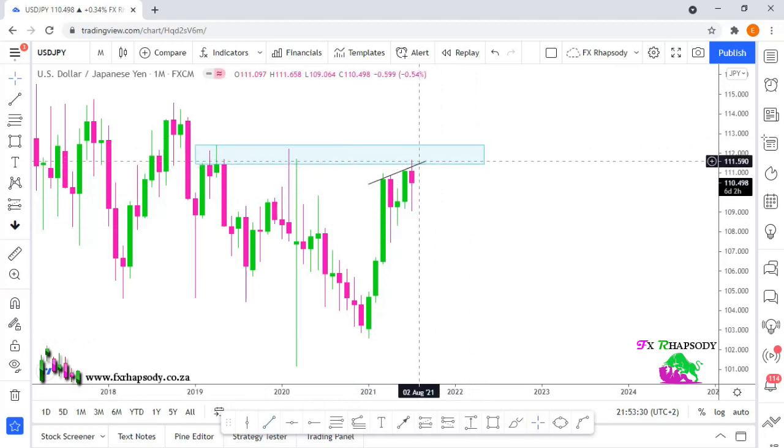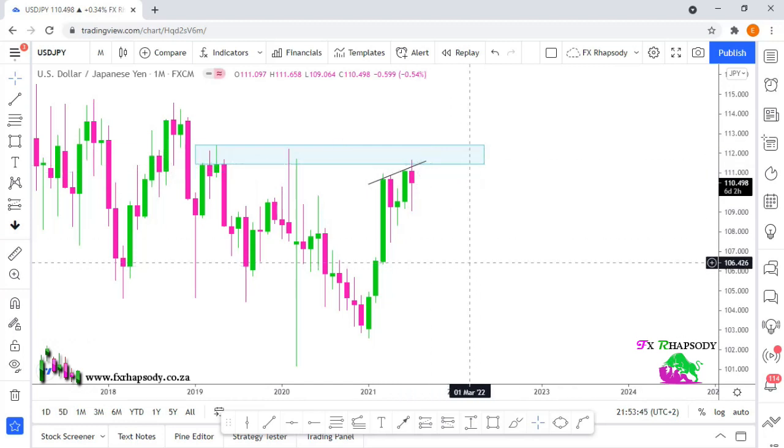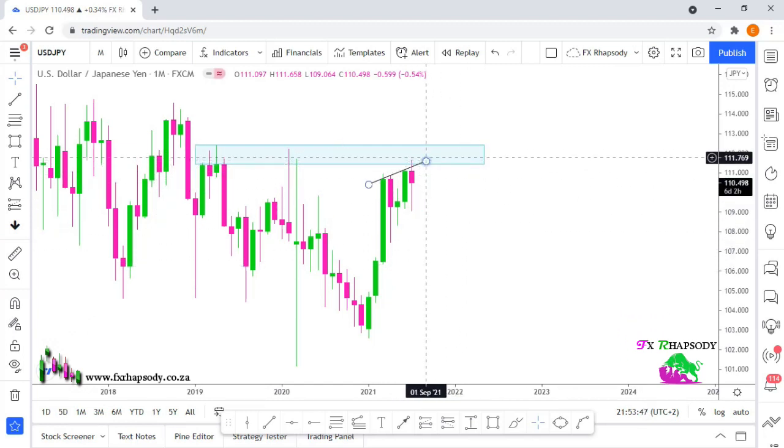It tapped it once. I expect it to tap it again. So I expect price to move up still. I mean, we're almost at the end of the month. So we can expect price to move up even more into this supply area before anything happens, before it might start turning to the downside.